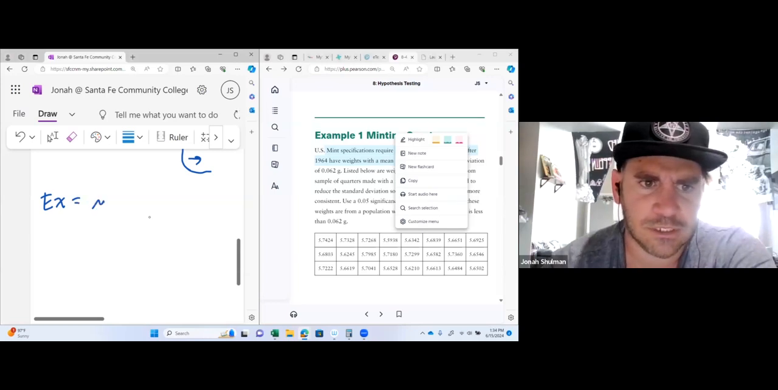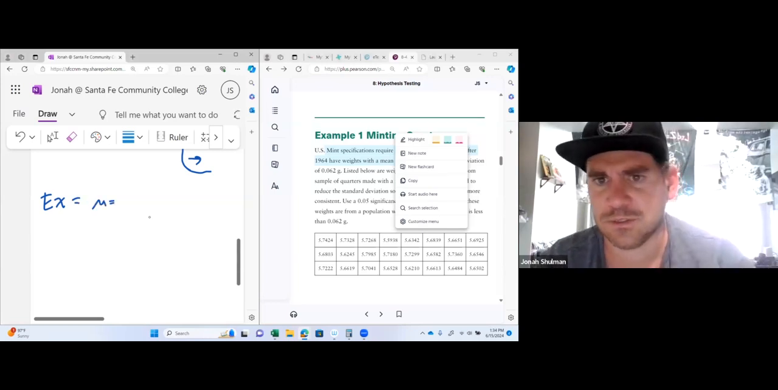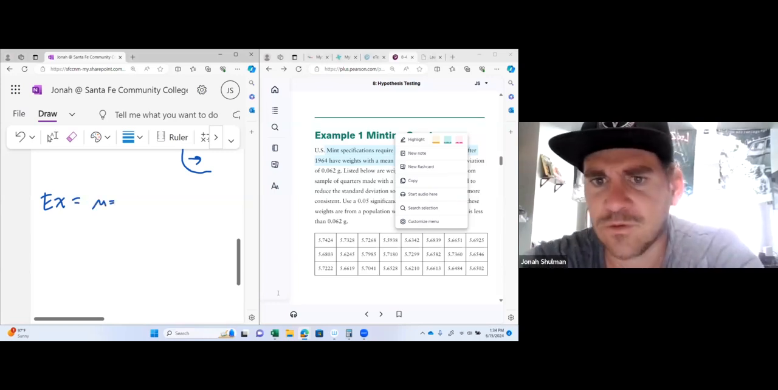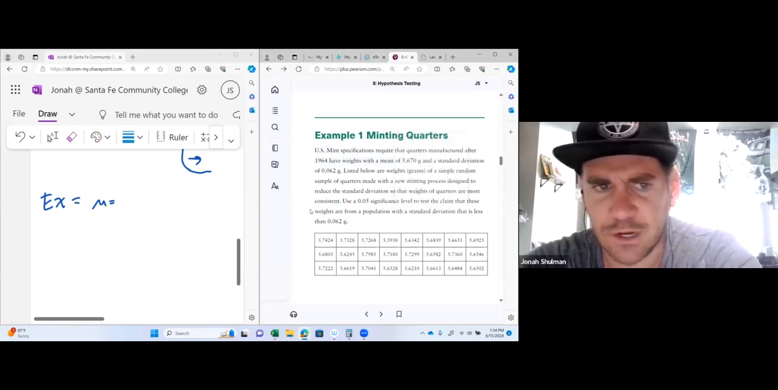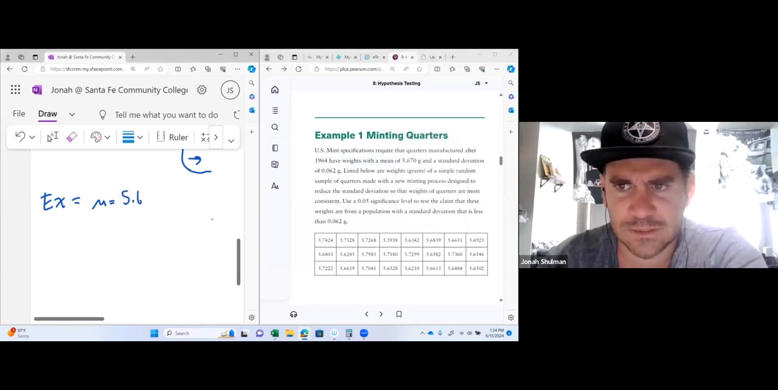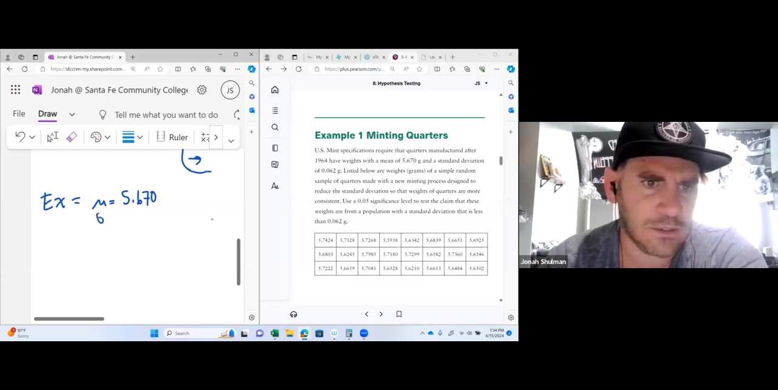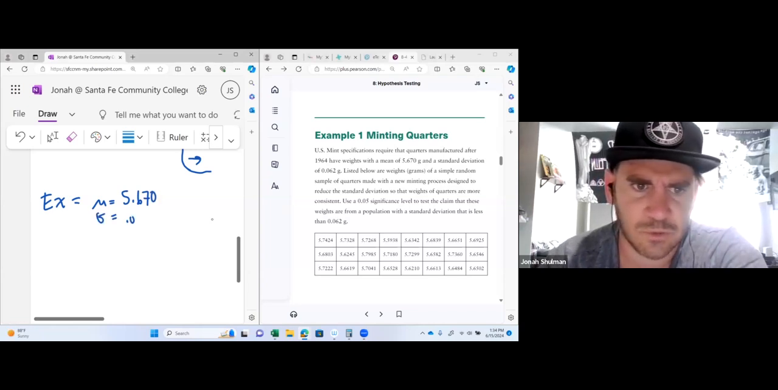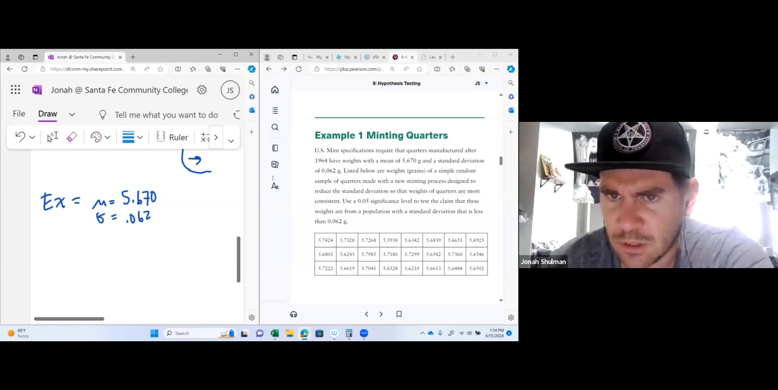Our population mean, not our sample mean, is what? I'll do the whole thing by hand, and then I'm sure I'll figure out how to use the computer to do it. So our mean is 5.670, and our population standard deviation is 0.062.